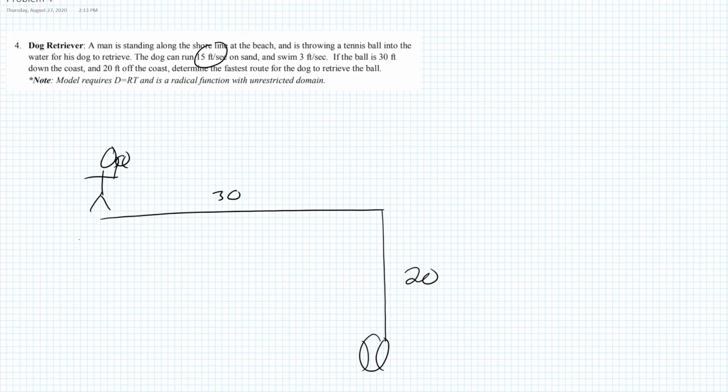All right, so those are kind of the two extreme cases, but the dog doesn't have to go all sand or all water. What the dog may decide to do is just pick a point, get close to it, and run along the beach in the sand that way, and then cut in there. And I think this is where we can turn this into a function and we can optimize it. So I'm going to call this distance right here x. And so then this first leg that he runs is 30 minus x.